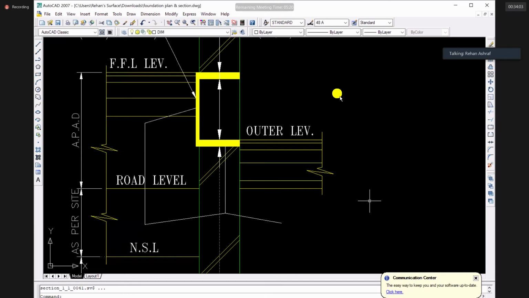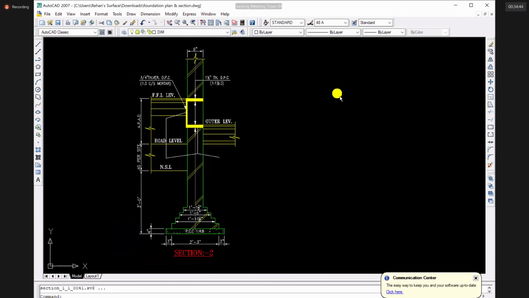There is another question. What does APAD mean? There are a lot of abbreviations. We always write between NSL and road level, we write as per site, because we control our elevations from road level, because road level is fixed. NSL level is variable, so we write as per site because it would be varying along the length of the road, right? APAD means as per architectural drawing, right? Hopefully this is clear.